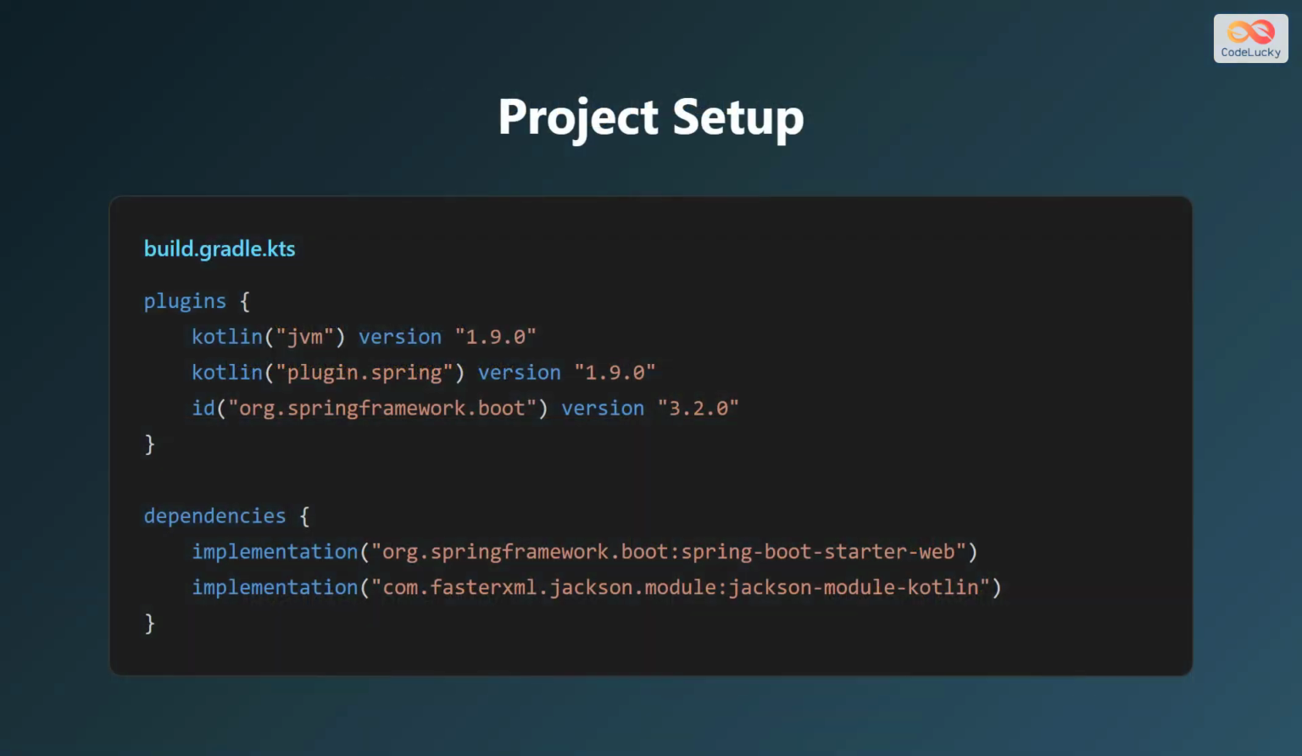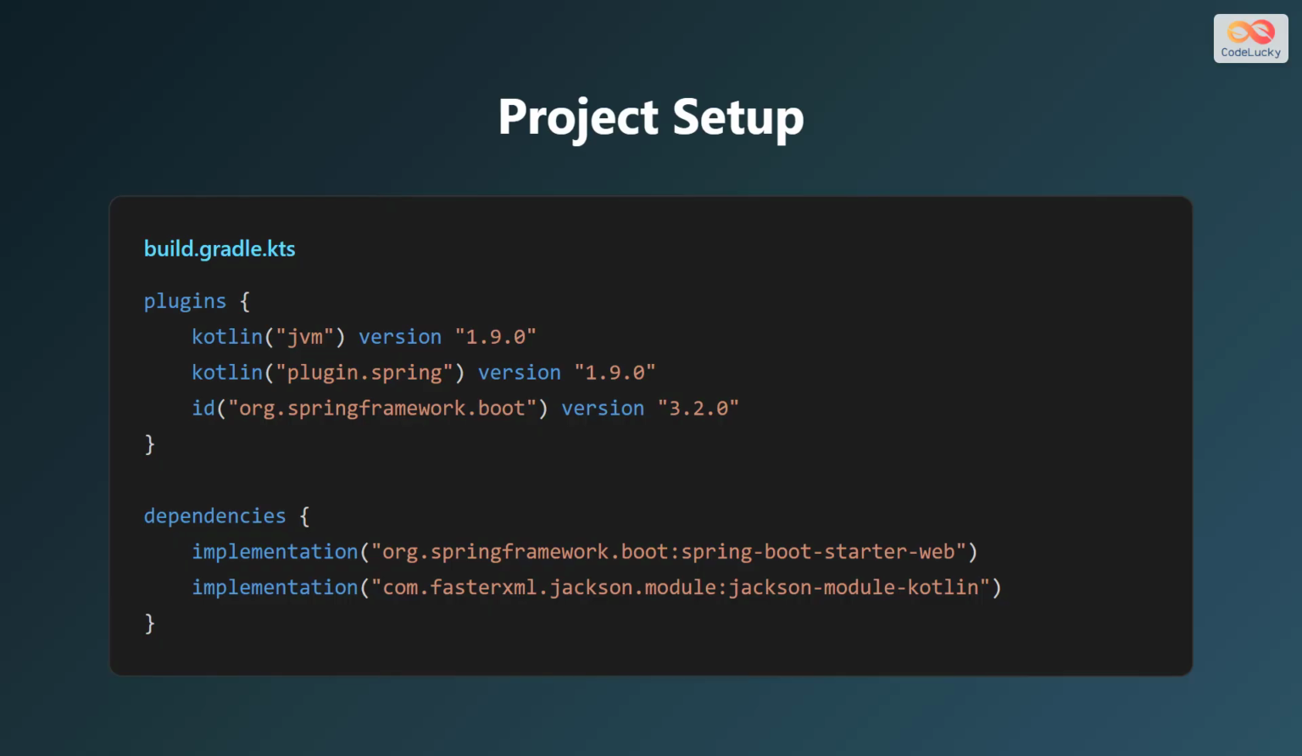Let's set up our Spring Boot project with Kotlin. In the build.gradle.kts file, we need to configure several plugins and dependencies. First, we add the Kotlin JVM plugin with version 1.9.0 to enable Kotlin compilation. Next, we add the Kotlin plugin.spring, also version 1.9.0, which automatically makes Spring annotated classes open for inheritance, as Spring requires. Then we include the Spring Boot plugin version 3.2.0.